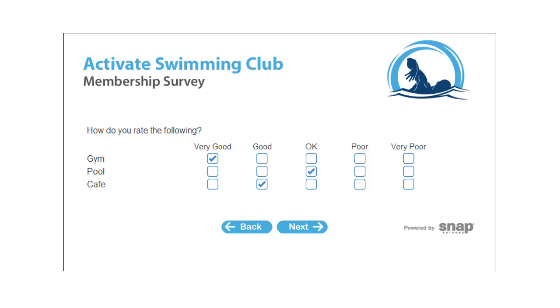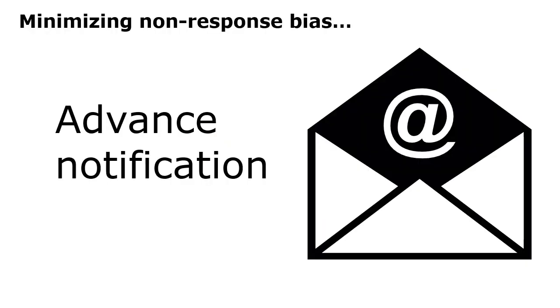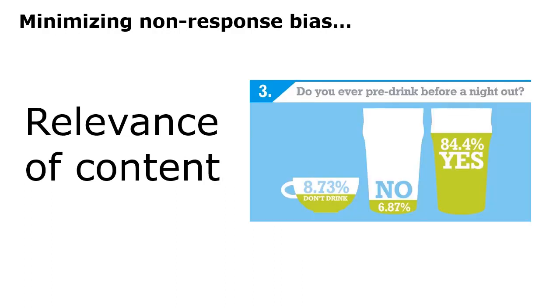Well, first of all, there is something called advance notification, and that's simple. A short letter or email sent in advance to the targeted respondents soliciting their participation in an upcoming survey can prepare them in advance and improve their propensity to respond. So that's advance notification. Not a bad idea at all. Also, relevance of content. If a survey examines issues of relevance or importance to respondents, then they are more likely to respond than to surveys that don't matter to them.